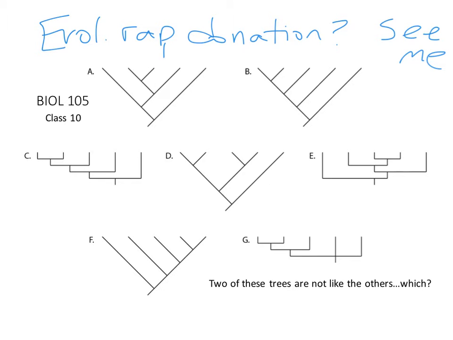Which of these two trees, there are 7 phylogenetic trees up here, which ones are unlike the other 5? There are a couple of differences. Small ones. Yes. So which tree? G. Okay, so what's different about G than all the rest of the trees? Right, there's one node where 3 branches come off of it.